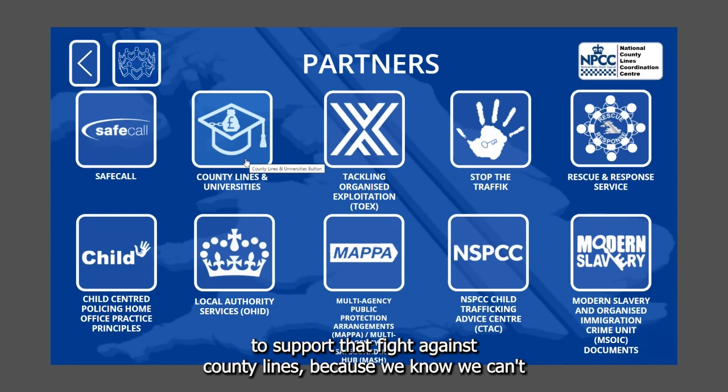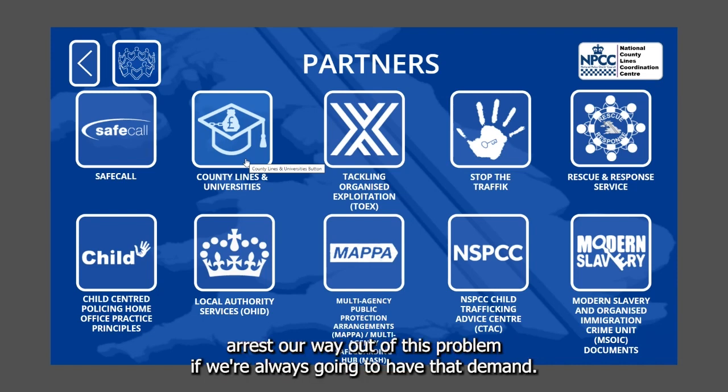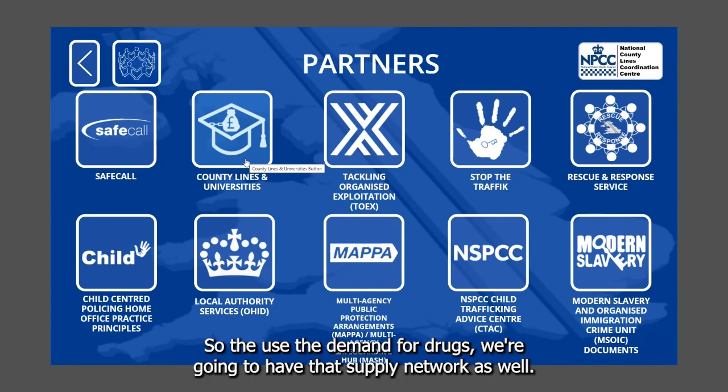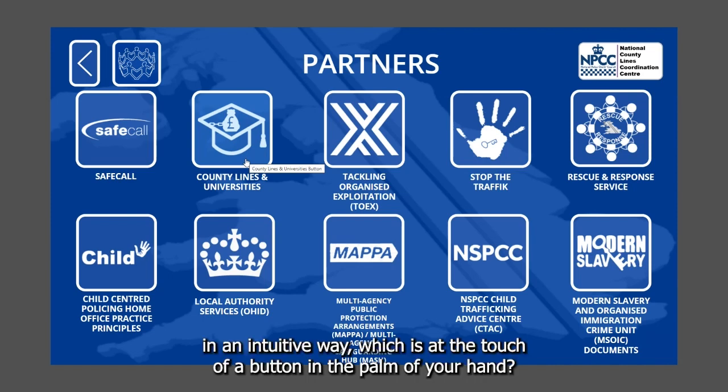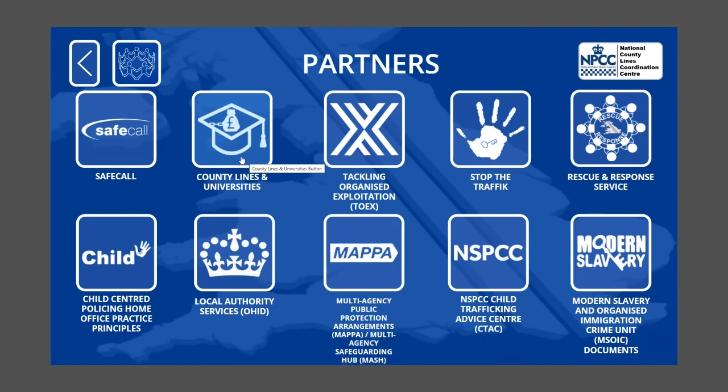So we actually are actively wanting our colleagues to reach out to these other organisations, which are commissioned services, national products, to support that fight against county lines, because we know we can't arrest our way out of this problem if we're always going to have that demand. So the user demand for drugs, we're going to have that supply network as well. So how do we drive our law enforcement forward in an intuitive way, which is a touch of a button in the palm of your hand?